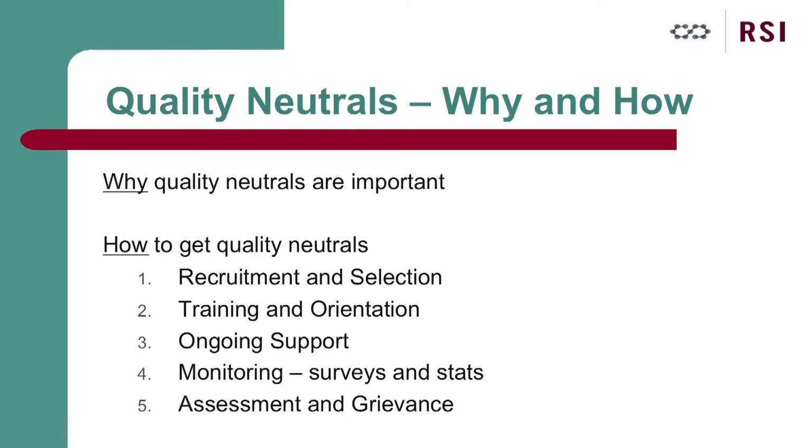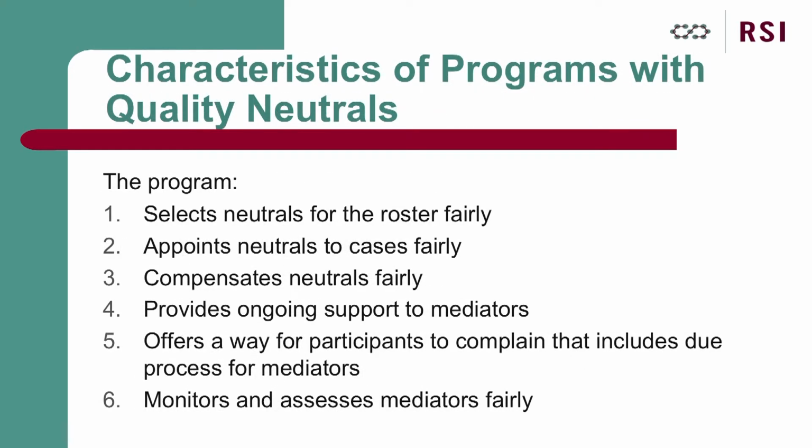So how do you get them? We're going to go through these sections: recruitment and selection, training and orientation, ongoing support, monitoring, which could be both surveys and statistics, and assessments and grievance procedures. So, in case you were wondering if we'd have anything to talk about this afternoon, I'm going to talk first about the characteristics of programs with quality neutrals, and then a little bit about the characteristics of quality neutrals.